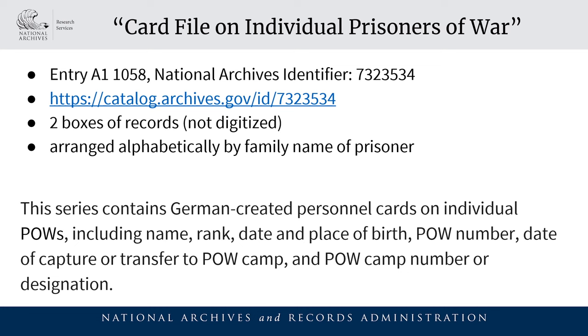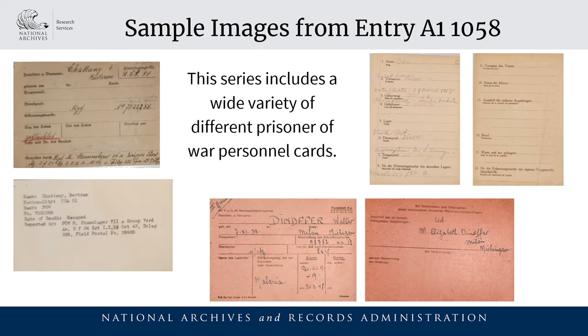First is a small series of POW personnel cards that is also arranged alphabetically by prisoner's last name, so it is very similar to the larger digitized series of POW cards. As you can see from these examples, this series includes a wide variety of prisoner of war cards. In general, these cards contain fewer details overall than the main series, but the information is similar, personal and service details about individual prisoners of war.